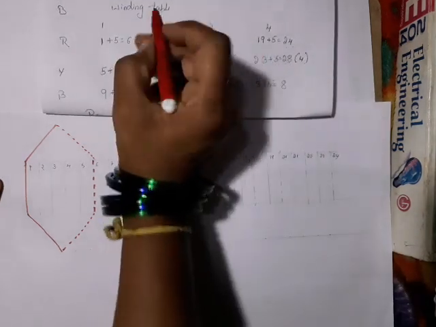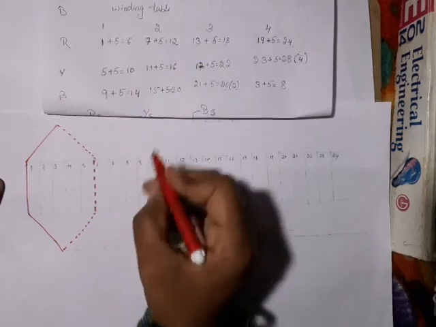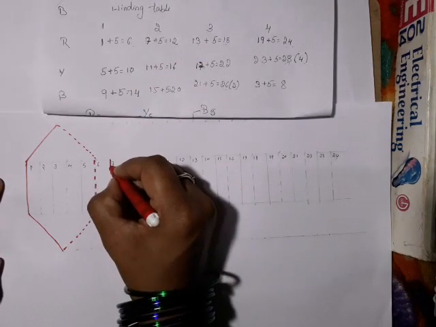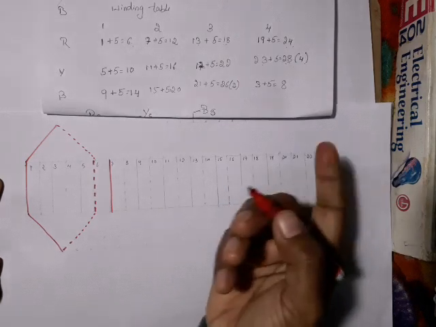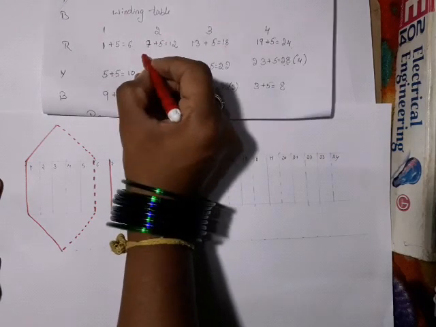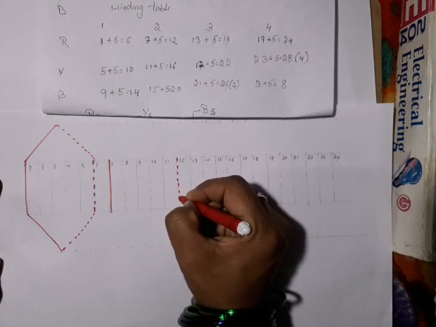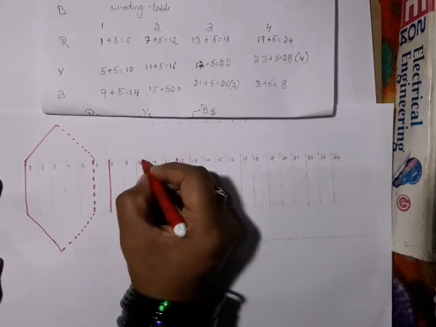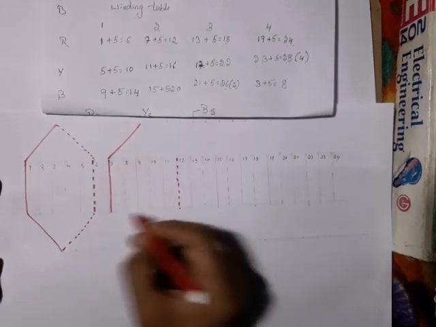Next, what we have? 7. 7 is also a red connected coil, and it is a dark line. I'll call a straight line a dark line. Now onwards, 7 is connected to 12. 12 is a dotted line. So between these two, exactly in the middle, I have to connect.